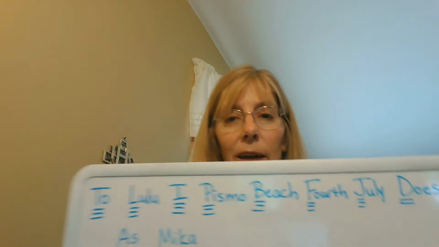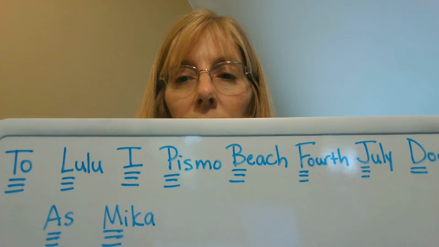Then we have just some basic review. Lulu and I, the L in Lulu and I will be capitalized, are going to Pismo Beach. The P and the B would be capitalized. For our 4th of July vacation, the F in 4th and the J in July would be capitalized because it's a holiday. We're beginning a new sentence. Does, capital D. Does your mother want to join us? And we already mentioned the A in "as" would be capitalized, and then Mika, because it's a person's name, would also be capitalized. So what you're going to have for your capitalization, you can see here.